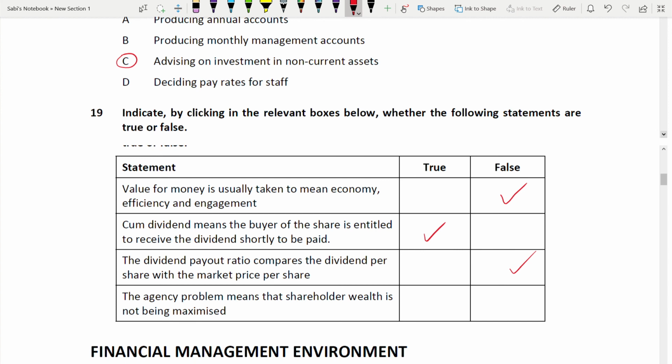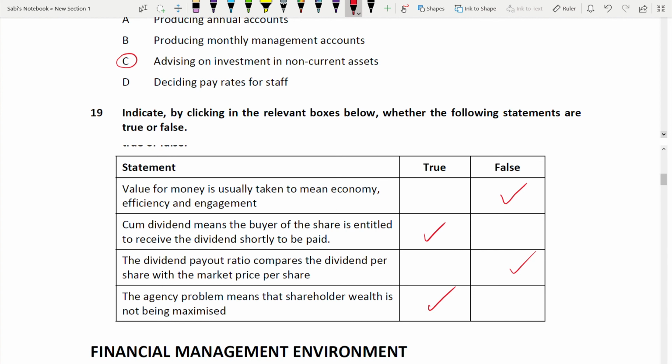Agency problem is shareholder wealth is not being maximized. Yes, definitely. Because if you're having an agency problem, where the agent and principal have issues, how can you maximize shareholder wealth? Somewhere down the line, shareholder wealth will not be maximized because they both have their own self-interest. But the ultimate interest is shareholder wealth maximization. That is the objective of the shareholder, not the agent, not the manager. That's why maximization of shareholder wealth is not possible when an agency problem is there.